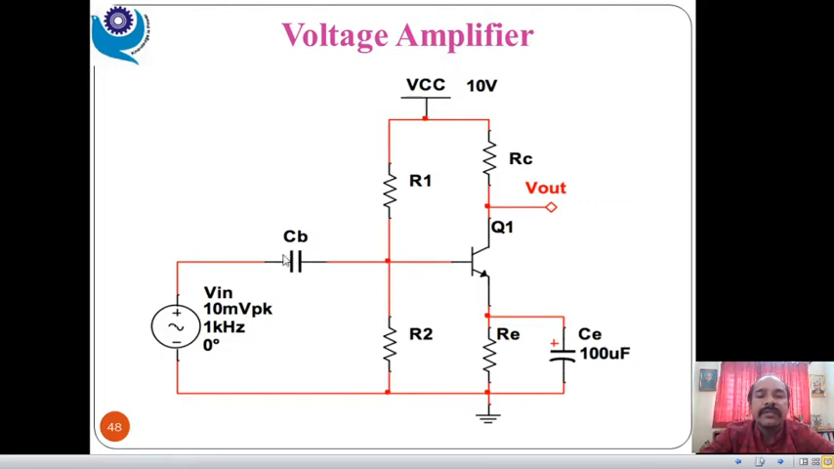DC isolation means what? The input signal that we give over here is very small, 10 millivolt peak. And the DC voltage that we have given is 10 volts. 10 millivolt and 10 volt, a huge difference. And that again is DC, a biasing voltage, while the other is an input signal voltage. So when a DC current flows in this direction, it may flow in this direction also. That's why this current may become dominating.